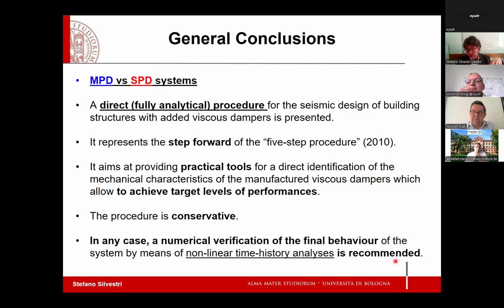But let me say that the objective, when applied to new structure, should be to keep the structural elements within the linear elastic phase. So theoretically speaking, we don't need nonlinear time history analysis because we don't want the structural elements to be damaged when we put the dampers. Actually, putting the dampers has the main objective of keeping safe the columns and the beams.